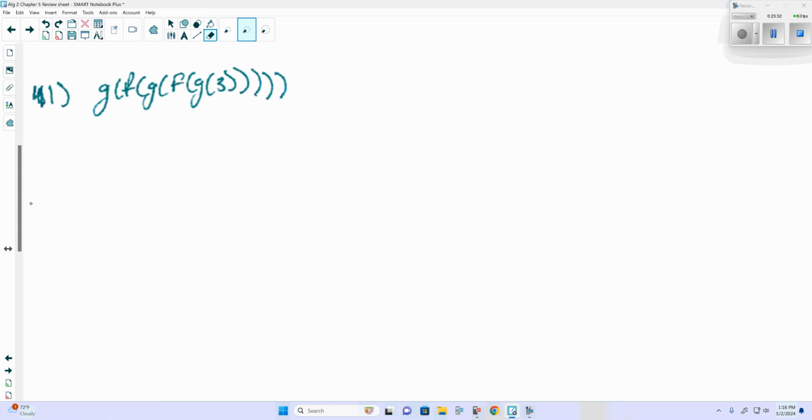41, so we're still doing composite functions. If you need the space, I would write it where 33 and 34 are, or on the back, because I need to give a little more room.